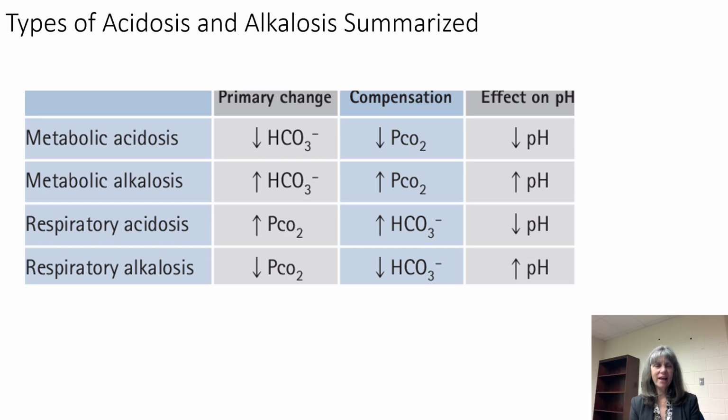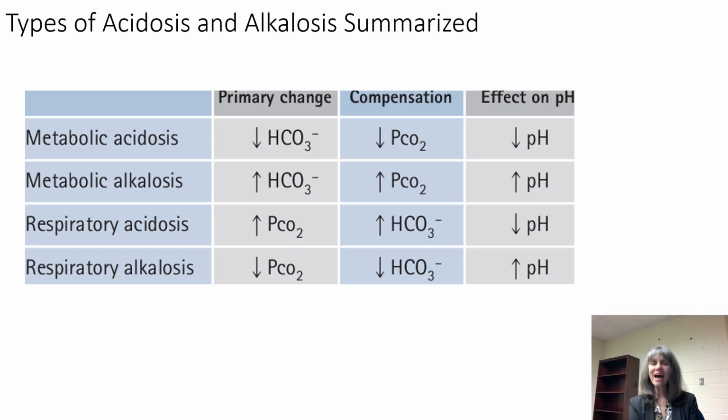So if we look at this last slide, yay, for fluid, electrolyte, and acid-base balance, if we look at metabolic acidosis, the primary change is going to be a decrease in bicarbonate. Now, if you look on the far right, the effect on the pH is to decrease that, which if there's acidosis, yes, there's going to be a decrease in pH. But notice in the middle, the compensation for the lungs is to decrease the partial pressure of carbon dioxide, get rid of some of that acid by blowing it off through the respiratory system.